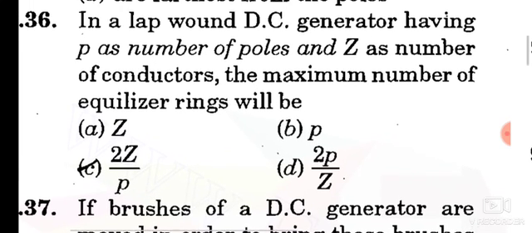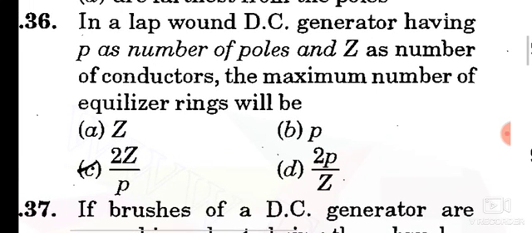Question number 36. In a lap wound DC generator having P as the number of poles and Z as the number of conductors, the maximum number of equalizer rings will be option C, 2Z by P. Note this, for lap wound DC generators.